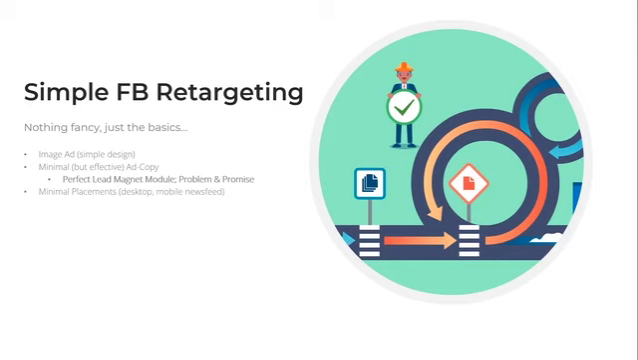We're also going to be covering very minimal placements. We're not going to be showing this on Instagram, or using the audience network. We're just going to have this ad show up in the desktop and mobile news feeds. And we are going to be using a conversion-based objective. There's a bunch of different objectives that you can use in Facebook, including traffic and video views and a whole bunch of other ones. We're just using a conversion-based objective.